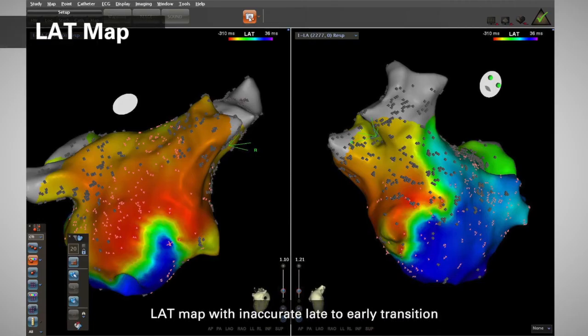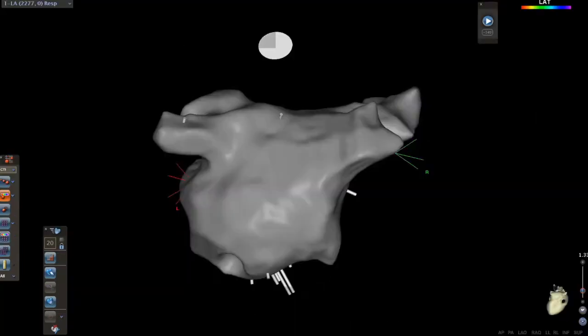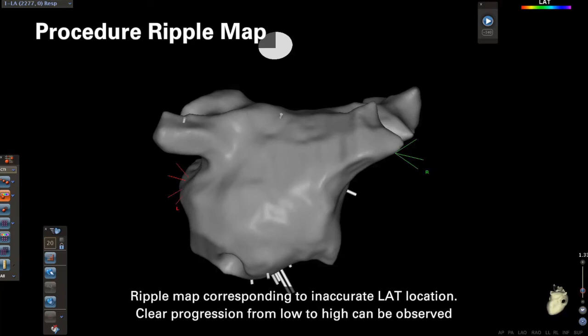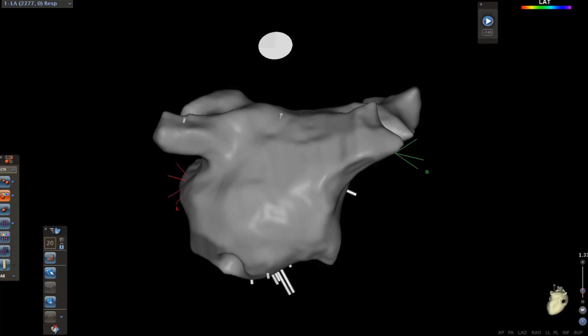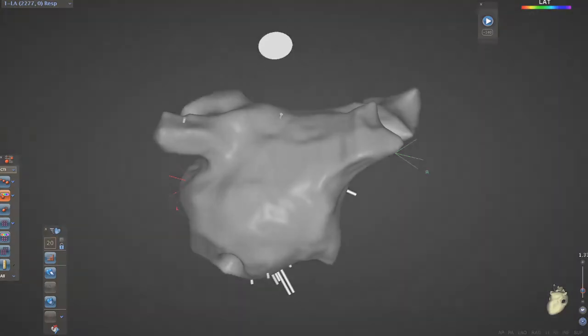Looking back at some of these inaccuracies that were demonstrated on the LAT map with these bands across the left atrium, clearly with the ripple map we had none of that difficulty. The ripple played as a propagation through those zones and didn't have any difficulty with identifying those wavefronts accurately.